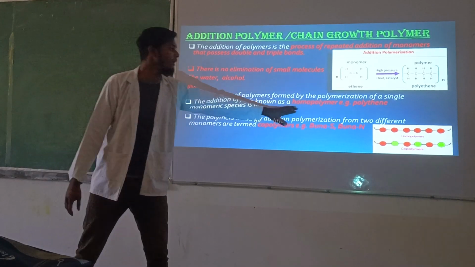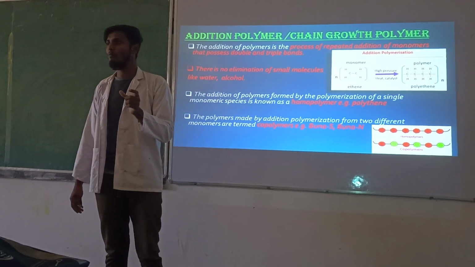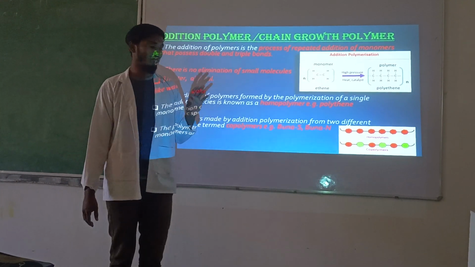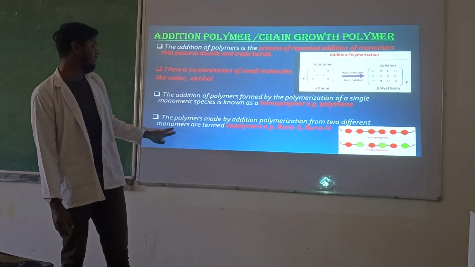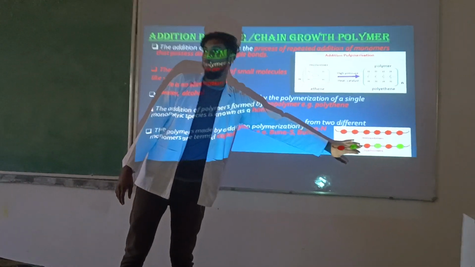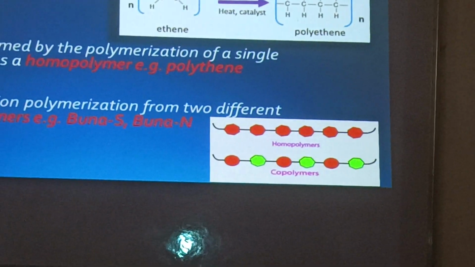And homopolymer, in which a single monomer is used. And in copolymer, two different monomers are used. I have shown this by different colors. That is called copolymer.